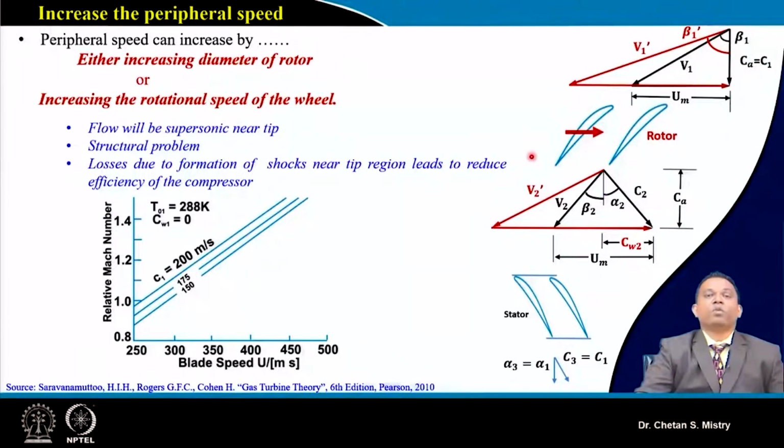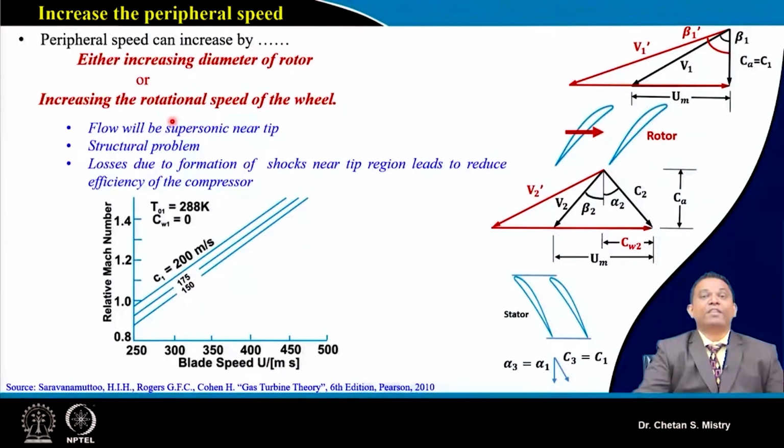Now this is what we are discussing when we are increasing our peripheral speed or increasing our diameter. Suppose this red color one is the modified velocity triangle at the mid station. When we are moving towards the tip, this velocity triangle will be modified in such a way that we will have a very large relative velocity component. When the relative velocity component is large, that means my flow will be going supersonic near the tip region.